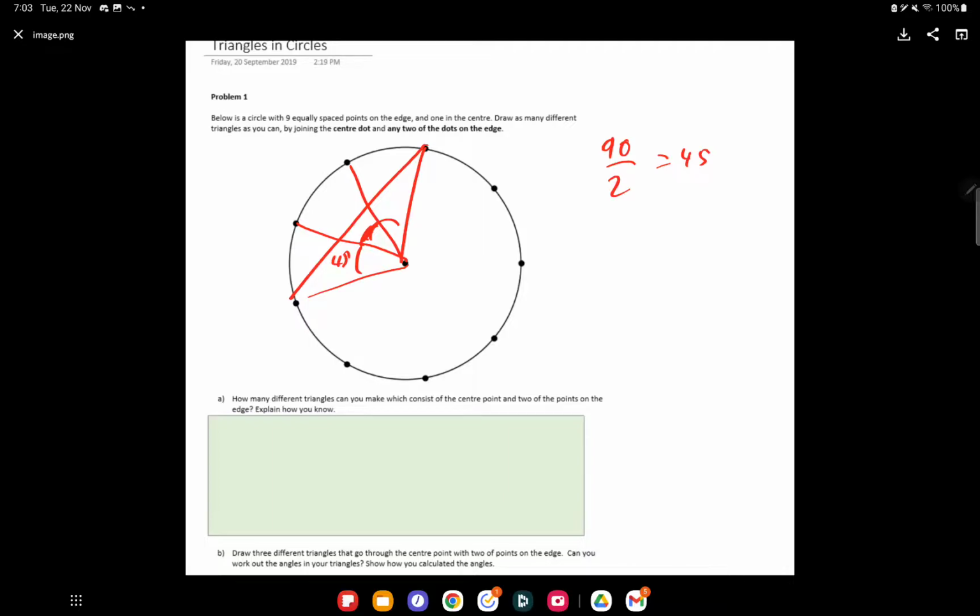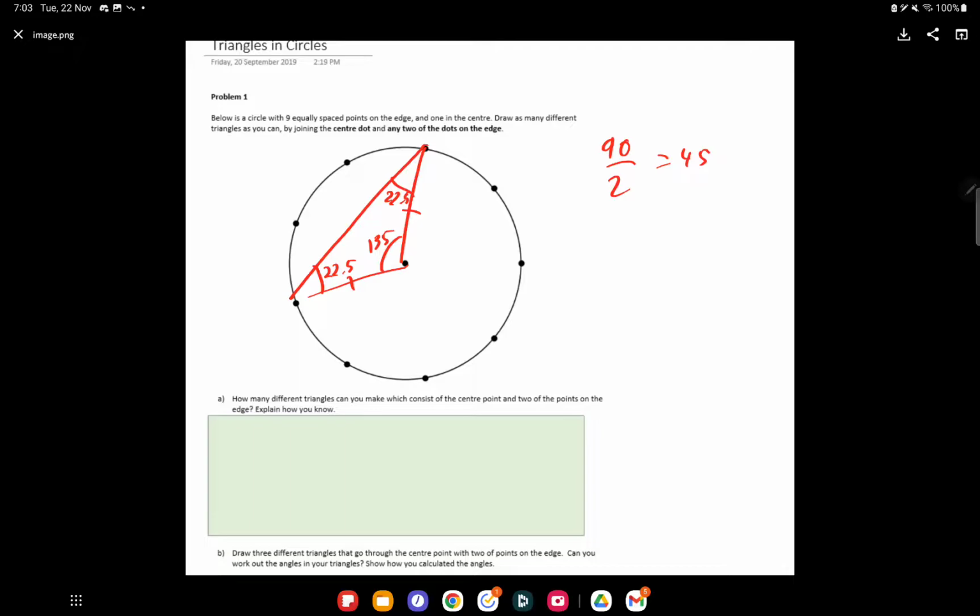And for example, let's say this one here is 135, right? Then each of these would be 180 minus 135 divided by 2, which is 45 divided by 2, which is 22.5. This is 22.5. Because these are all radii, they are all isosceles triangles. Right? That's about it.